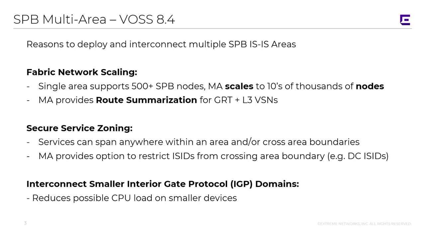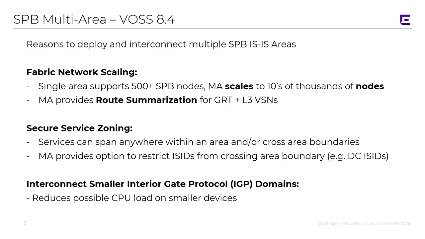Now, to people that only have 2 or 3 nodes, you might say, well, this isn't a big thing. However, there are some features here that will benefit you regardless of the size of your network. Number one is multi-area provides route summarization for both the GRT and the L3 VSNs between areas. That's a big benefit. That cuts down on a lot of traffic, a lot of chatter. It actually provides the ability to interconnect also smaller interior gateway protocol domains.